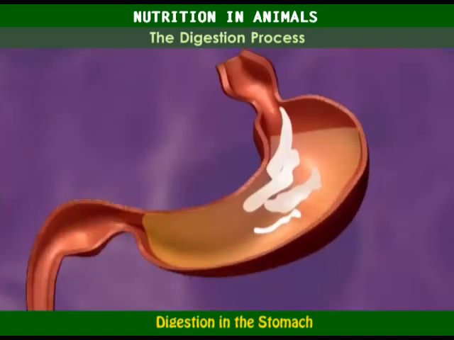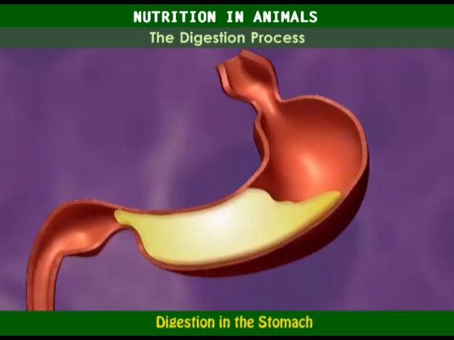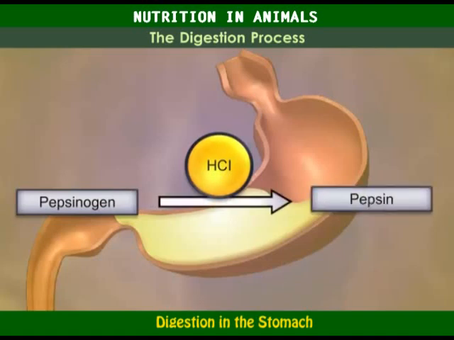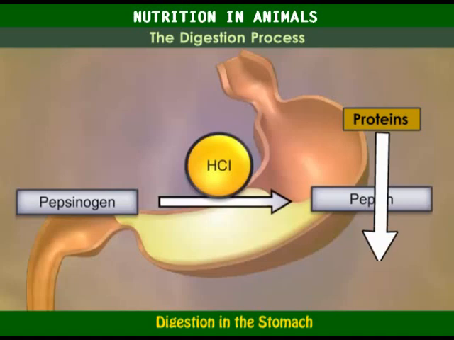The churning of the stomach wall mixes the gastric secretions with the bolus, forming a pulp-like substance called chyme. During the churning, hydrochloric acid converts the inactive enzyme pepsinogen into an active enzyme, pepsin. Pepsin breaks down the proteins in the chyme into peptides.